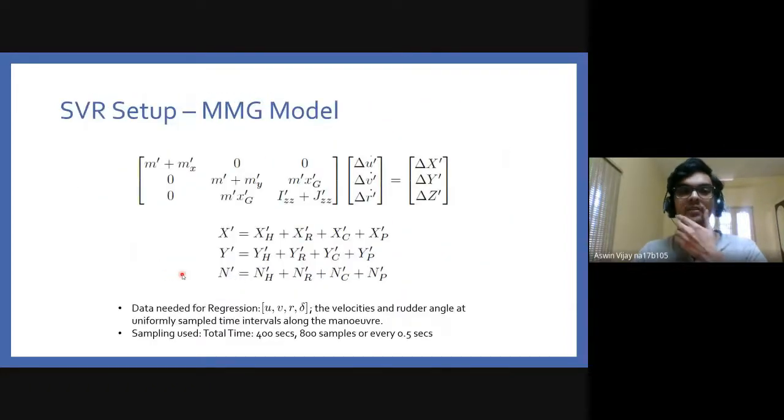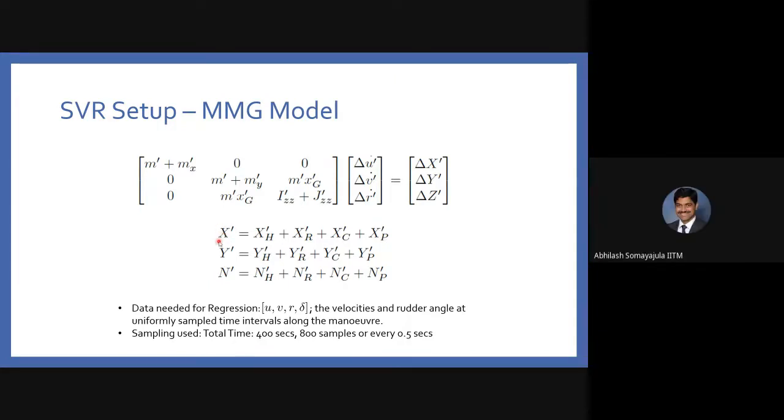So let us look at how the support vector regression is set up initially. This equation gives the equations of motion for the 3 degrees of freedom: surge, sway, and yaw. Here u, v, and r represent the velocities in the x and y directions and the rotation about the z axis. Correspondingly, capital X, Y, Z give the forces and moments acting on the ship. Now, you can see the different types of forces acting on the ship as represented here. Capital X is... 1 second here.